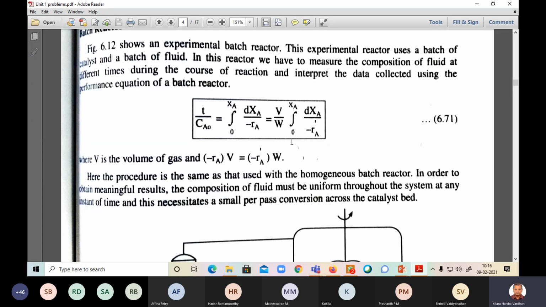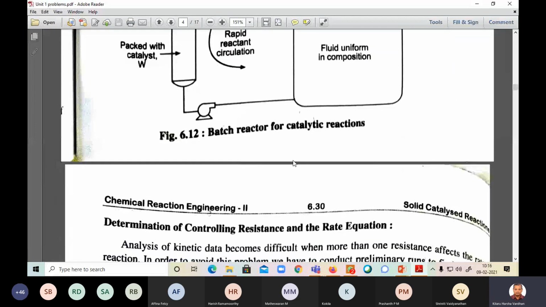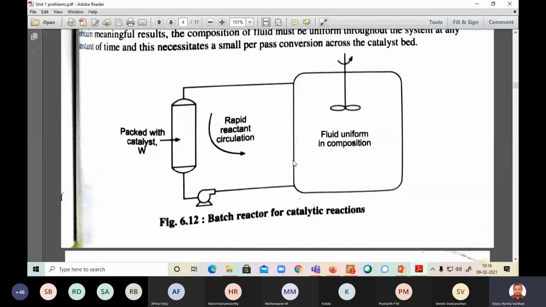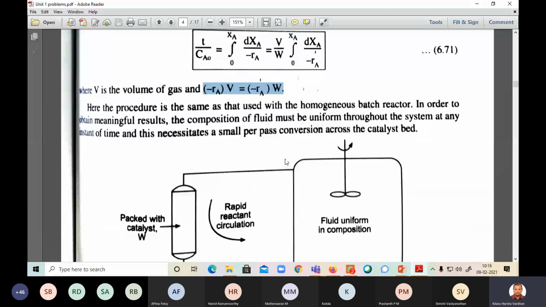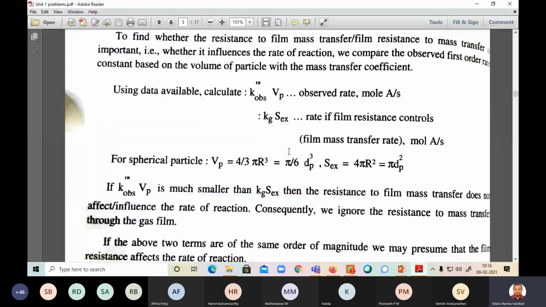So here the same procedure is being used, except instead of minus RA, which is based on the volume of a reactor, we are putting minus RA dash, which is based on the weight of a catalyst. That conversion, how to change is this particular thing. This already we saw in the homogeneous reaction. Rest of the thing is same, right? So based on these four expressions, we have to do some problems. That is what they will give you in the exam.